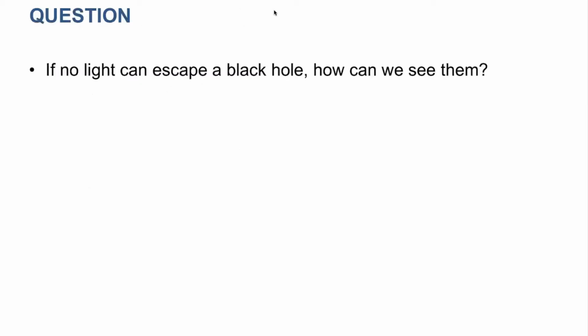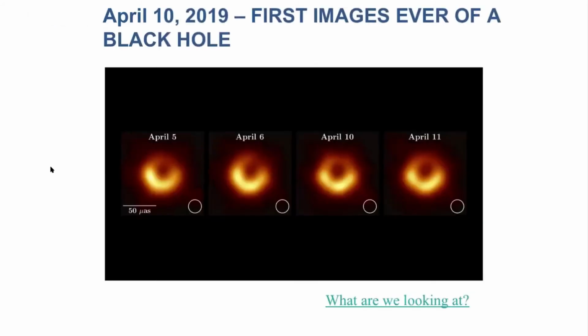Okay, so here's a question. If no light can escape a black hole, how is it that we can see black holes? And this is becoming relevant now because we have actually gotten a picture of a black hole in the not too distant past. In 2019, the first images ever taken of a black hole were released.